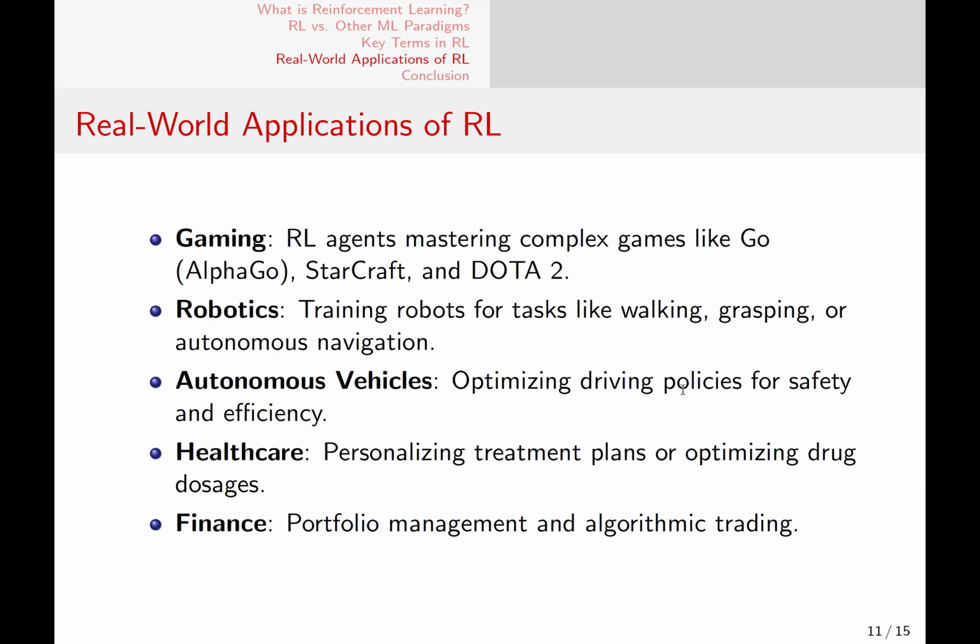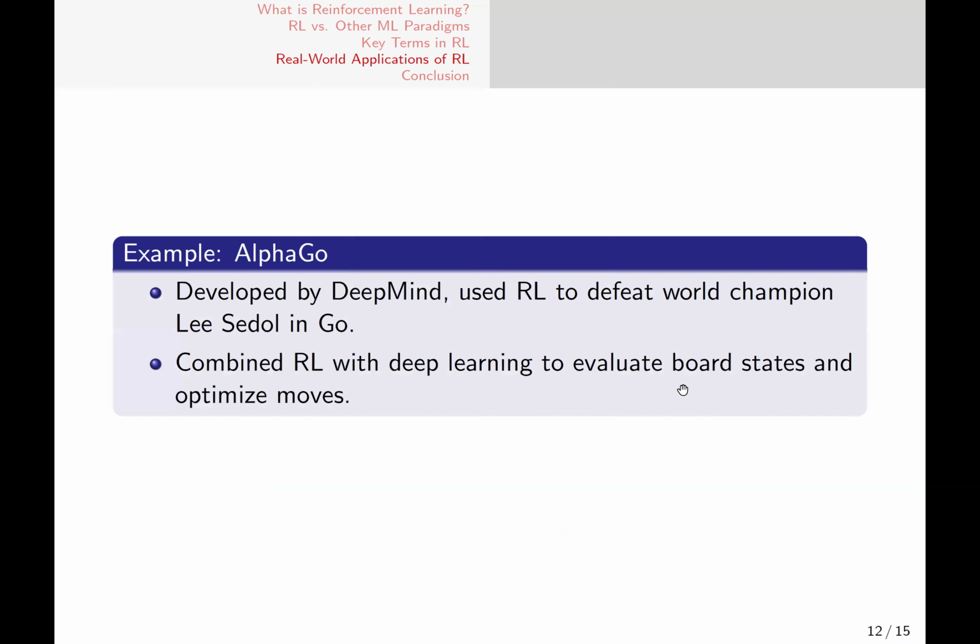So autonomous vehicles, they're expected to drive safely, right? They're expected to see cars ahead and keep a considerable distance so as not to hit them and things like that. So avoid barriers and know when to turn, the right angle to turn and all that. Then in healthcare also, you have personalizing treatment plans or optimizing drug dosages using reinforcement learning. Then for finance, portfolio management and algorithmic trading, right?